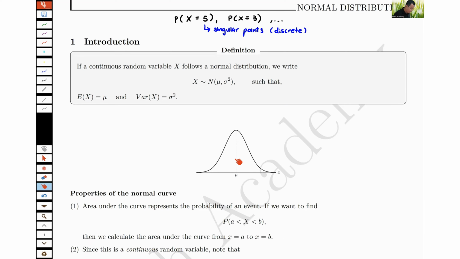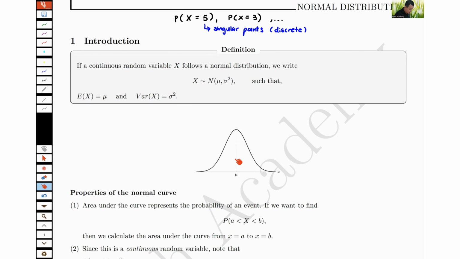So for today, the first difference for our variable is that you're going to see this word called continuous. So it's no longer a singular point. When we say that it's continuous, it means you're going to look at a range of values. We're going to get a range of numbers that could appear for your x variable.